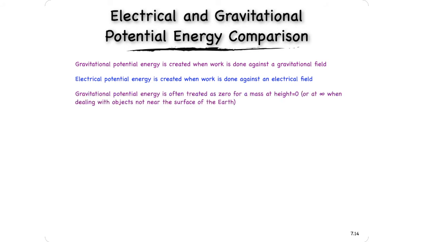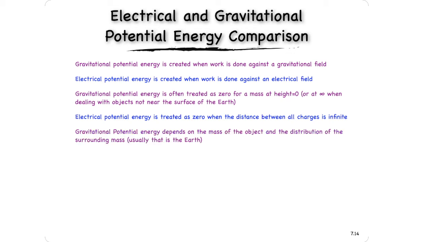Gravitational potential energy is often treated as 0 for a mass at a height of 0. If I have something on the floor, I could say that has 0 potential energy. Or if we're dealing with celestial objects like the moon and the sun, we say there's 0 potential energy if they're infinitely far apart. Electrical potential energy is treated as 0 when the charges are infinitely far apart. So that's similar to the universal gravitational law that we had for celestial objects.